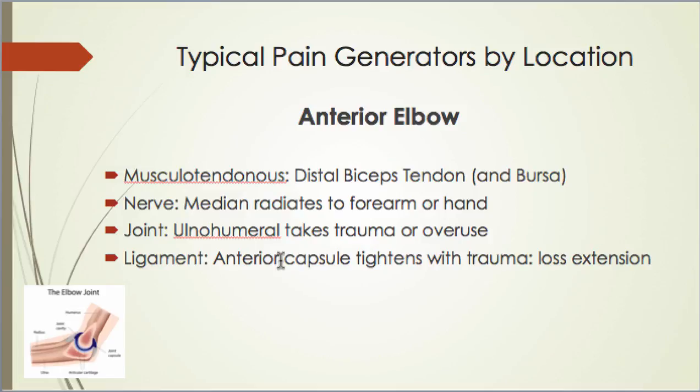So it's possible to get this sort of thing. We can have vague symptoms in the elbow from the ulnohumeral joint. Again, it takes trauma or overuse. And the ligament there, it's important to understand, the ligament anterior capsule tightens with trauma. So if I have an elbow fracture and I'm immobilized, I lose extension of the elbow joint. That's usually how it works. People will often end up with a 5-degree loss of motion in the long run, no matter how good your therapy is.